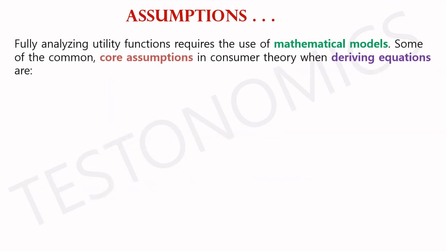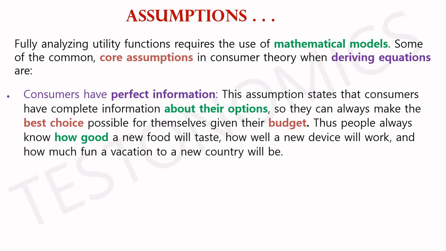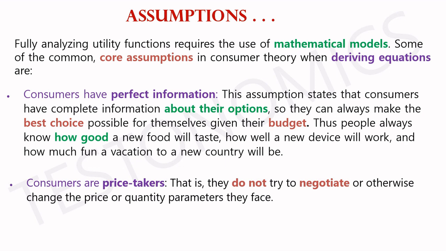Next, we also assume that consumers have perfect information. This means that they know what goods are available, where they are available, what will be the impact if the consumer purchases those goods. For example, how good it will taste, or how will a new device work. These things we assume that the consumer already has perfect information about. Next, we also assume that consumers are price takers. They do not negotiate the price and they just take whatever price is given.